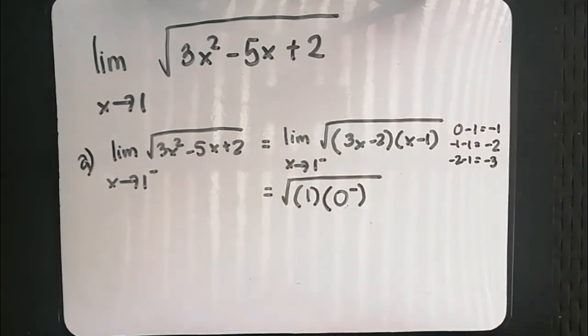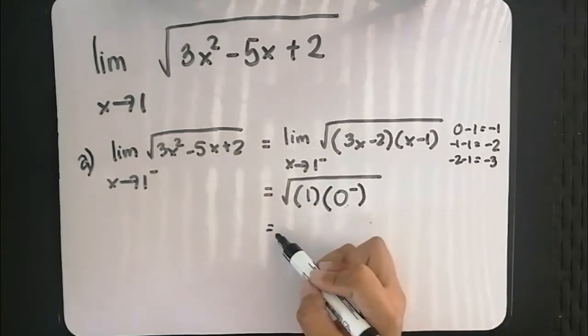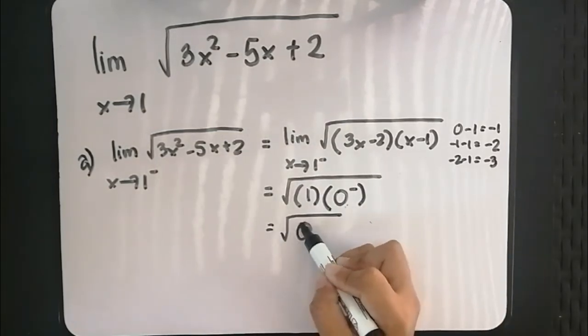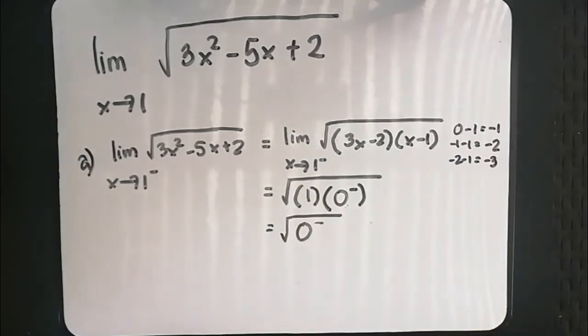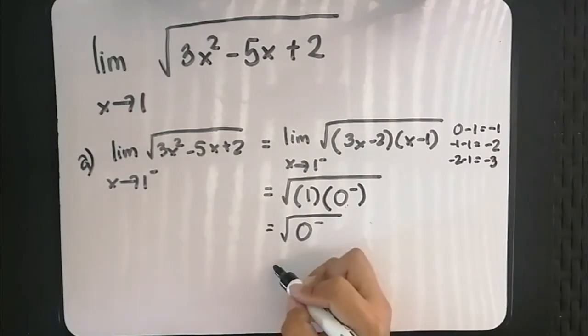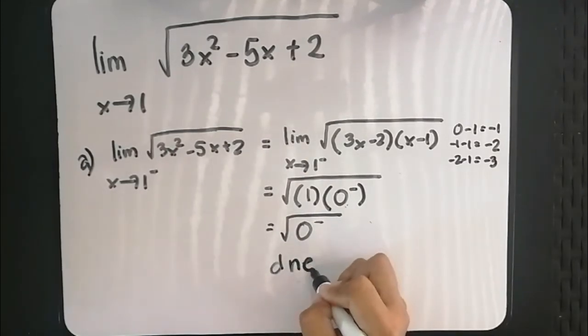Kaya, 0, negative. And 0 negative times 1 is actually square root of 0, negative. At anong sabi kapag 0 negative? The answer is DNE.